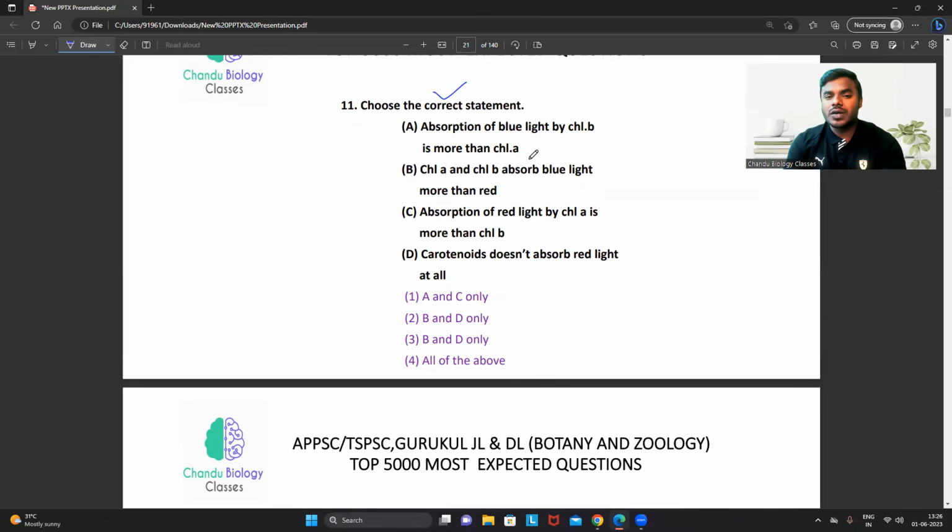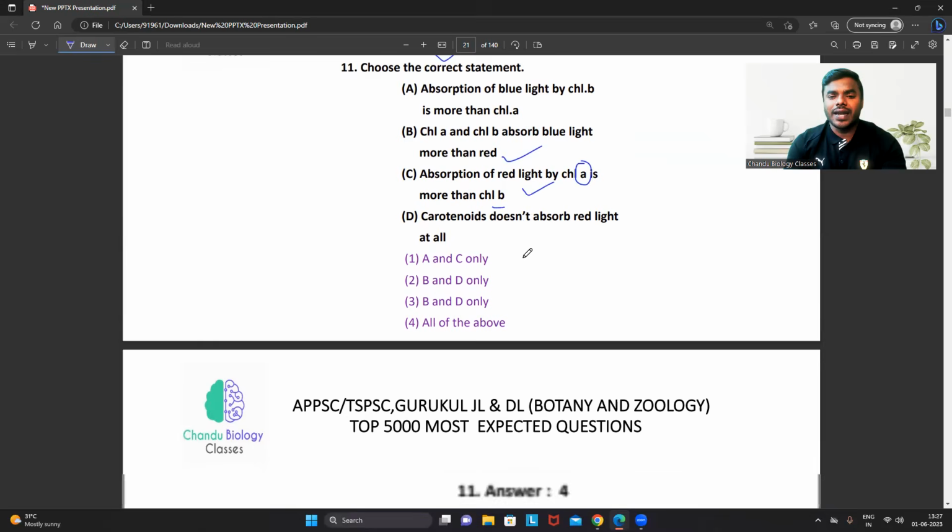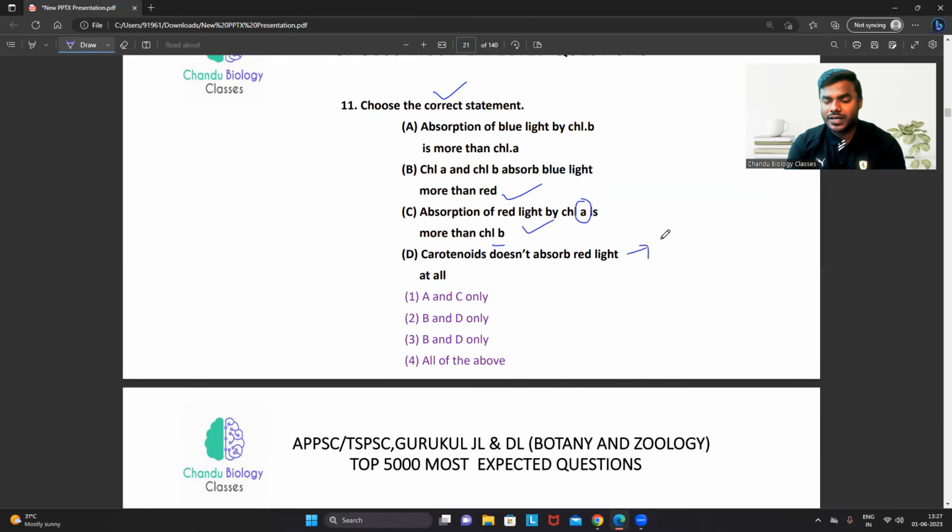Of course, true, because chlorophyll A also absorbs the blue light. There is no doubt about it. But chlorophyll B will absorb more. Chlorophyll A and chlorophyll B absorb blue light more than red light. That is also a true statement. Absorption of red light by chlorophyll A is more than chlorophyll B because chlorophyll A is abundantly found in the reaction center, right? Carotenoids do not absorb red light. In the morning class, I told you, right? Carotenoids absorb yellow light. Carotenoids absorb, I mean to say, orange, right? So what will be the answer? The answer will be all of the above.